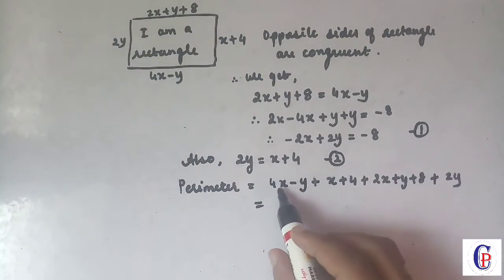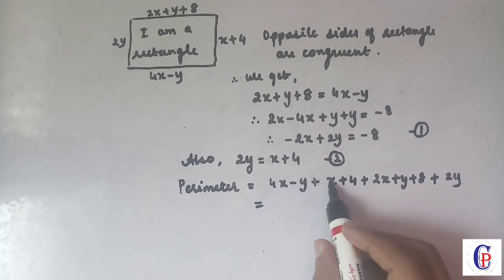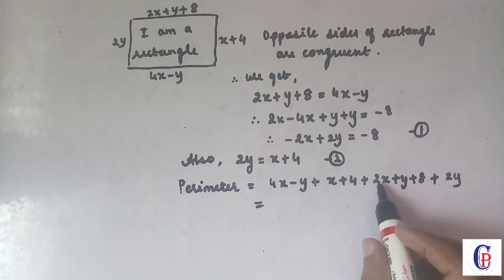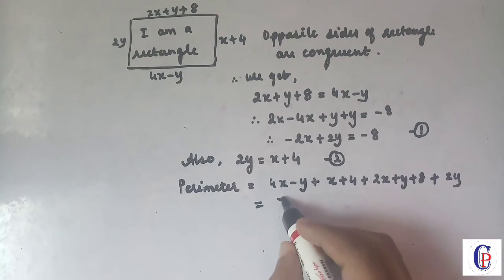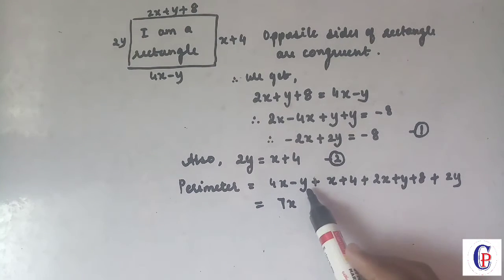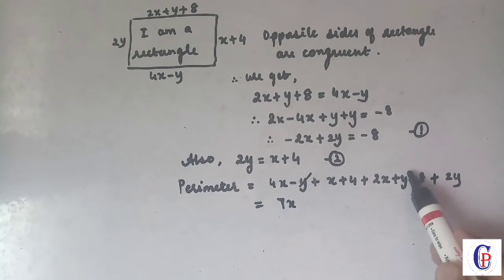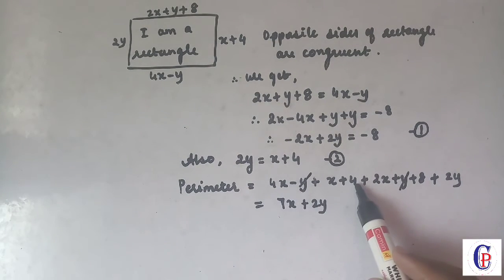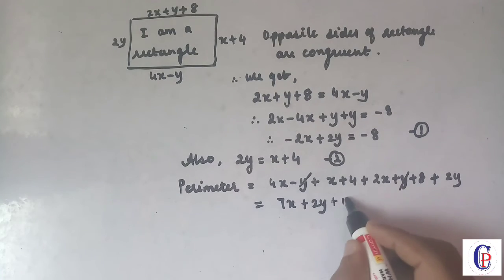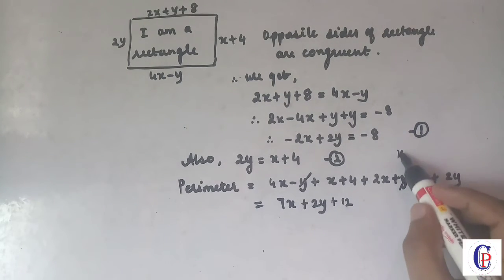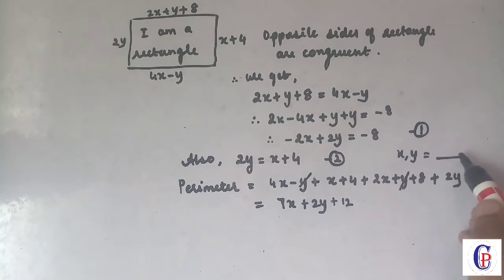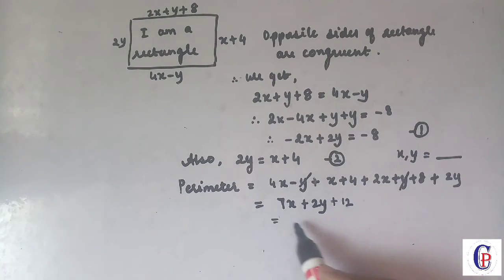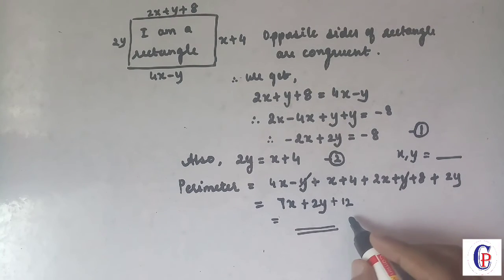So 4x plus x is 5x, 5x plus 2x is 7x. So 7x. What about y? Minus y, and this plus y will get cancelled. This plus 2y, and then the number is 4 plus 8 is 12. So whatever values of x and y you have got here, you will substitute them here and you will get the value. Okay, and your answer will be in units.